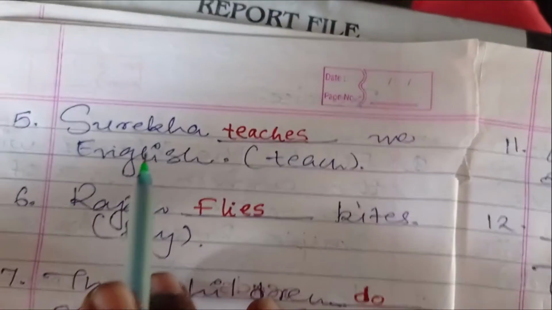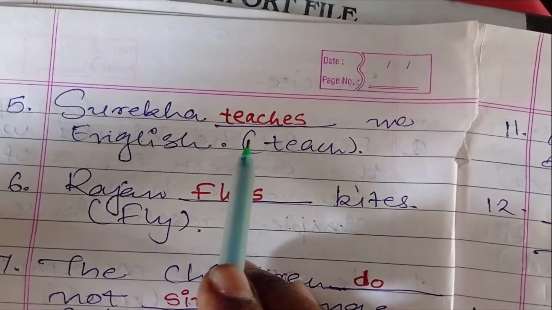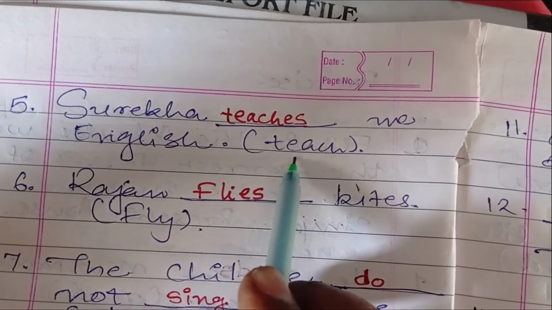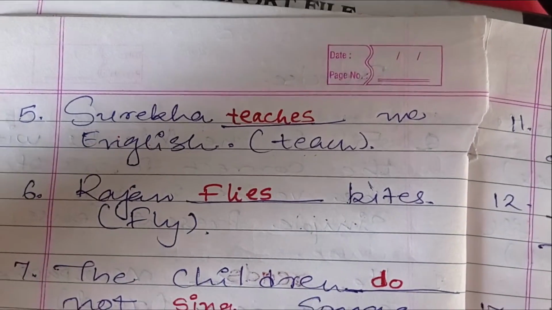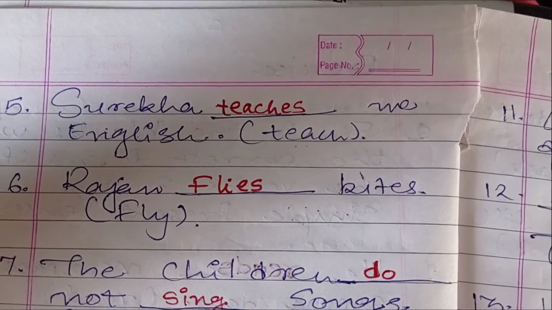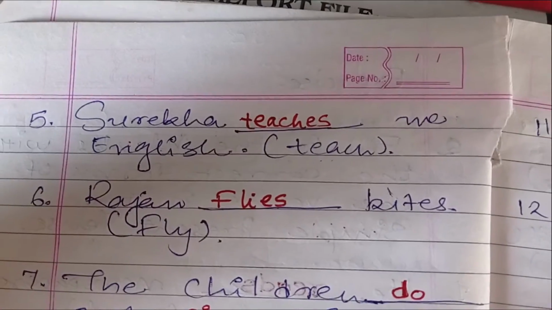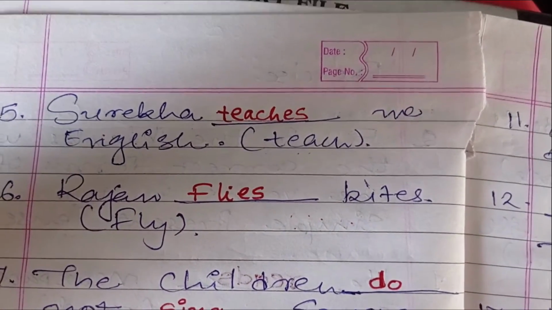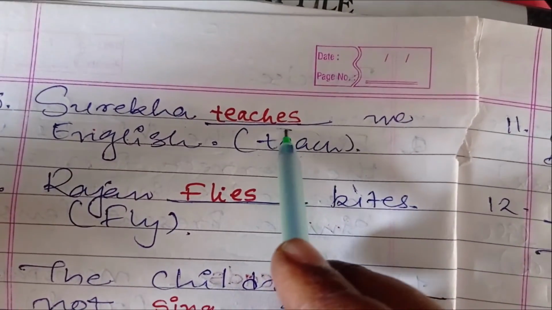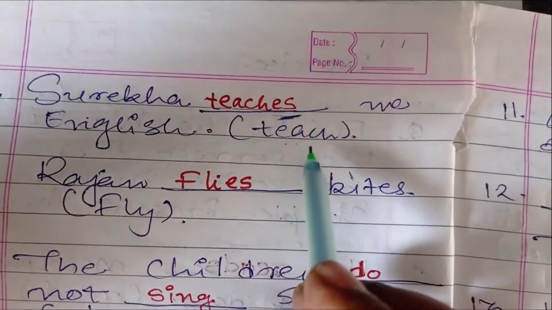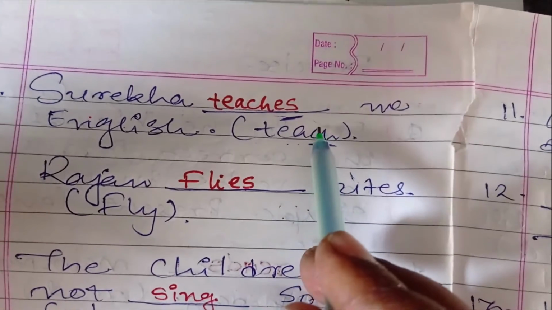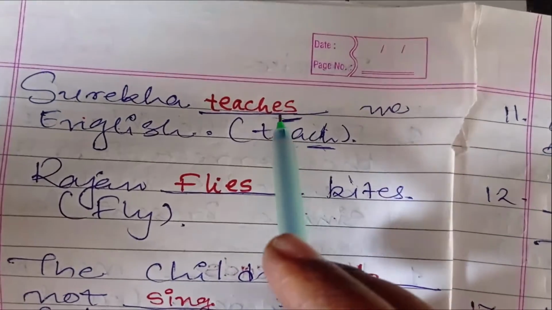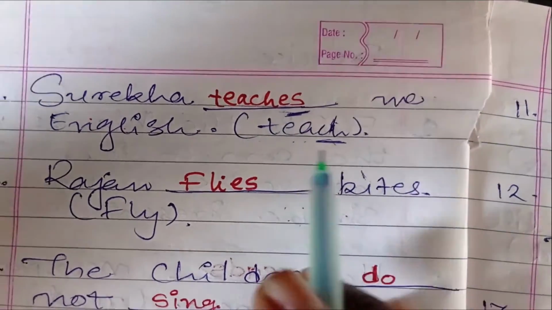So now the next example: Surekha dash me English. If the verb is teach, in simple present tense we have to add es, teaches. Can you see es here? Yes, because the verb ends in ch. That's why we have put es.